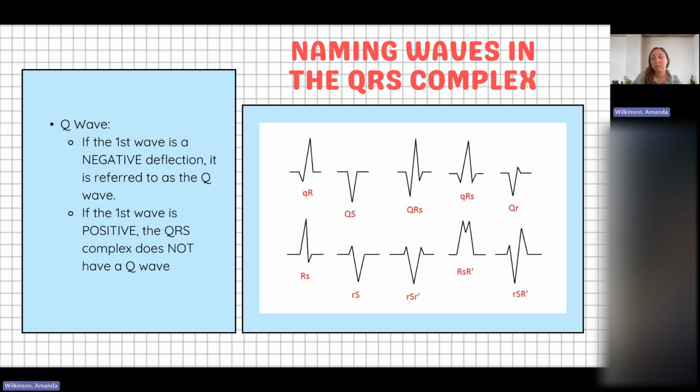Now if there are multiple upward or downward deflections, we use terms like R prime or S prime. For example, the RSR prime or the rSR prime, depending on the case, so upper case versus lower case. This naming system helps us accurately describe what we see on an ECG, and it becomes especially important when diagnosing things like bundle branch blocks or ventricular hypertrophy.